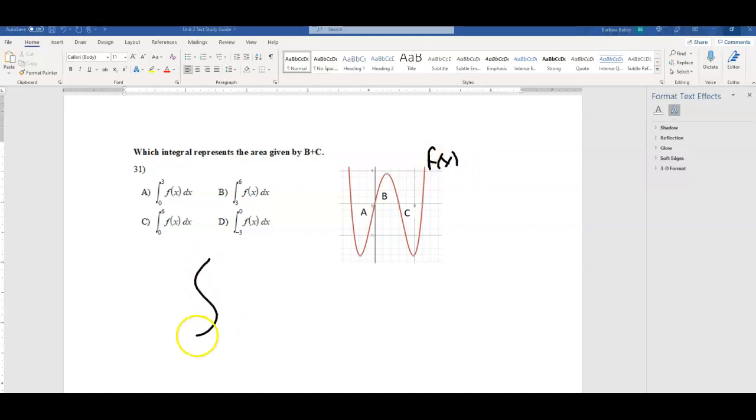So the area under the function, between the function and the x-axis, I should say, is the integral of f of x. But from what to what? Well, if I'm doing all of b up to c, I'm starting here and I'm ending here. And that would be from 0 to 6. And so the answer is c, would be the integral that represents the area of b plus c.